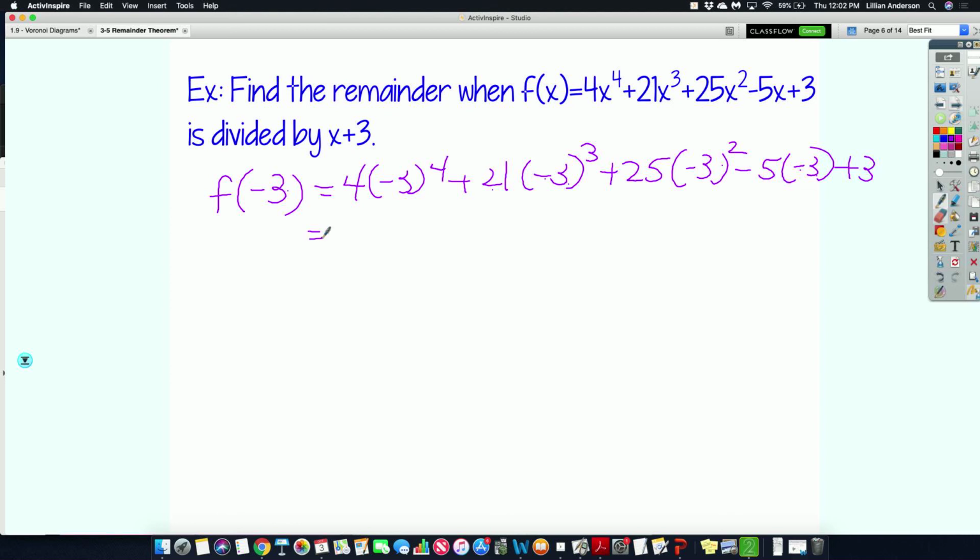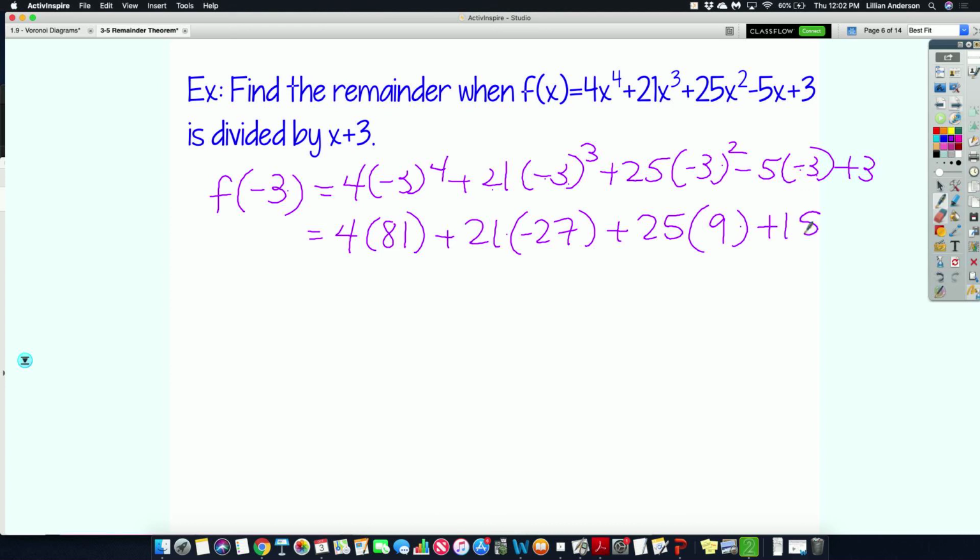Negative 3 to the 4th power, does anyone know it? It's 81. What's negative 3 to the 3rd power? Negative 27. What's negative 3 to the 2nd power? 9. What's negative 5 times negative 3? And plus 3. All right, let's multiply this out some. Let's see, 81 times 4, that is 324.